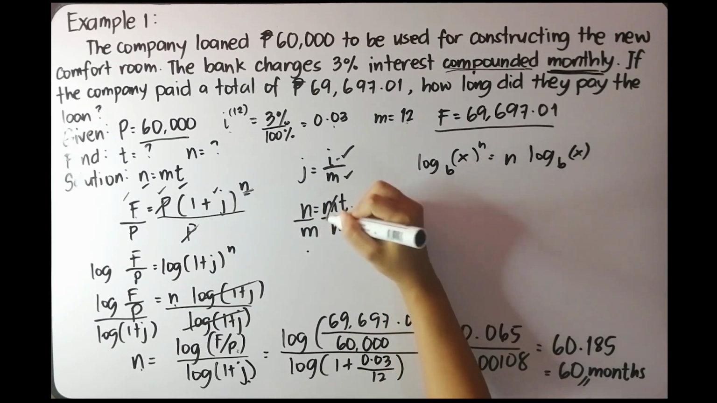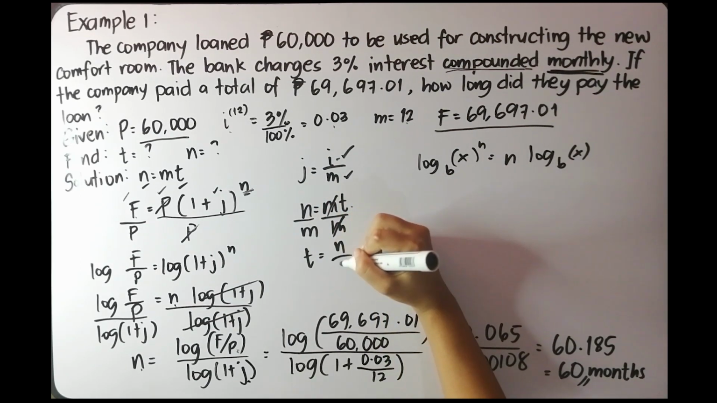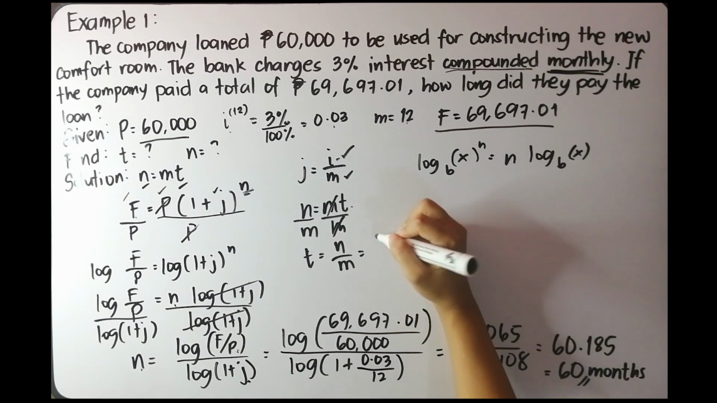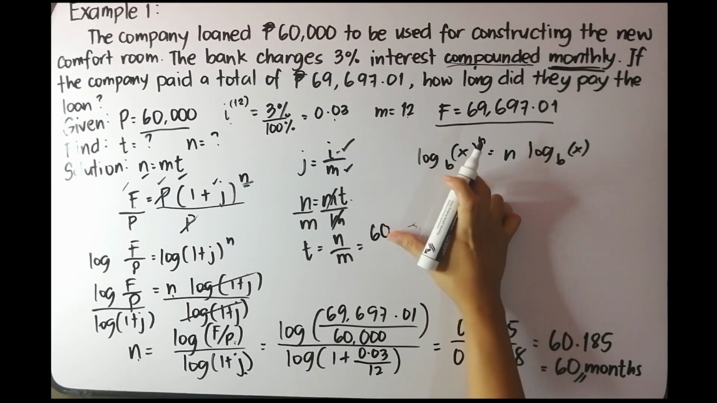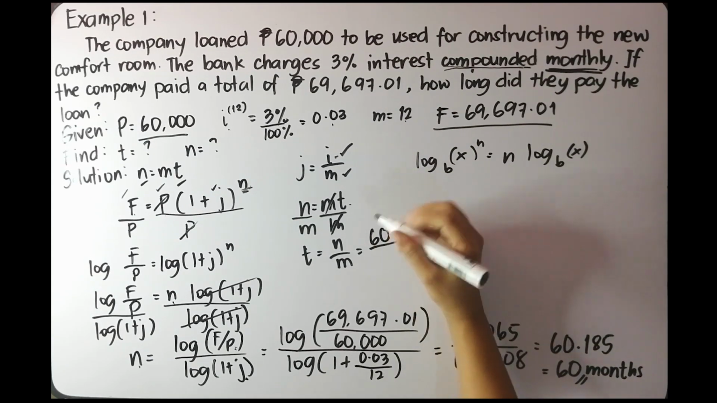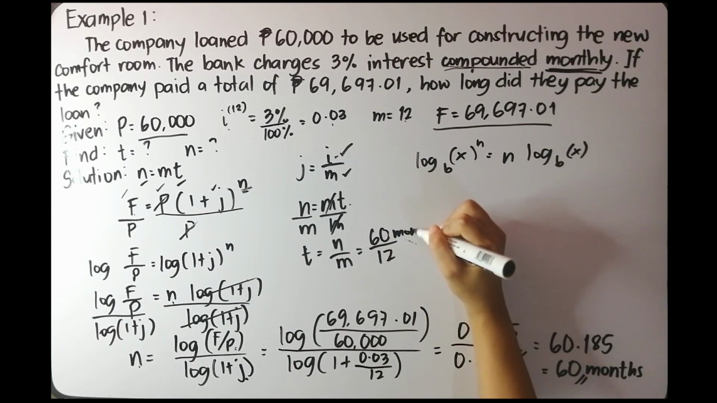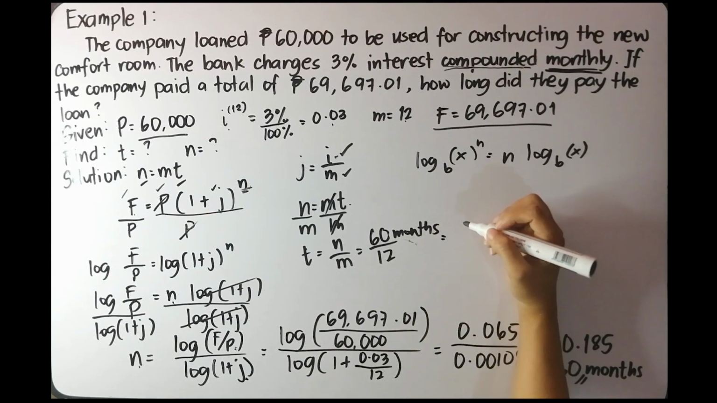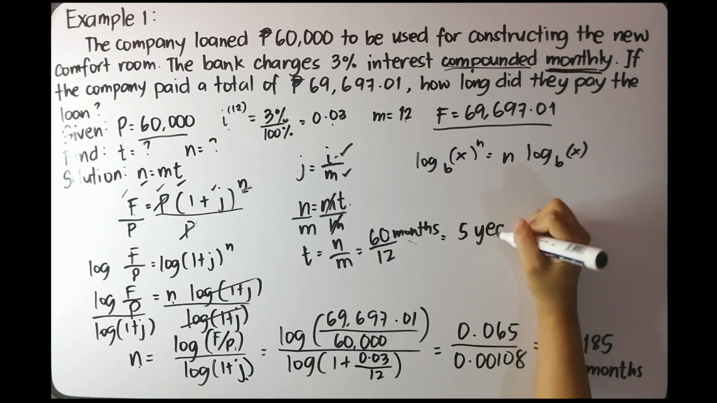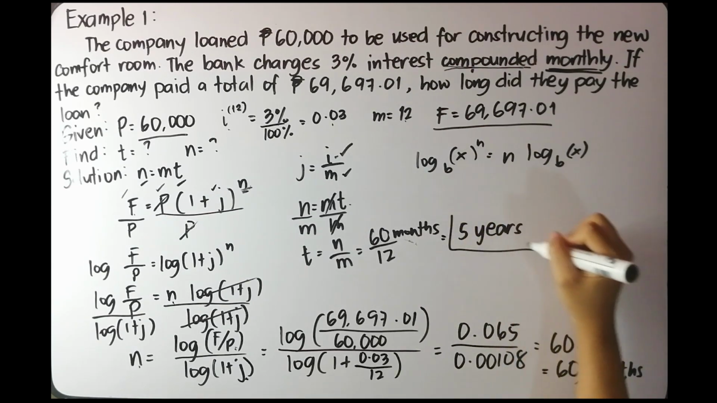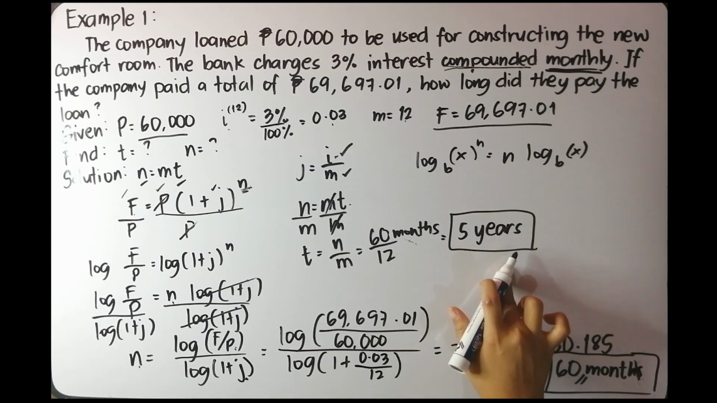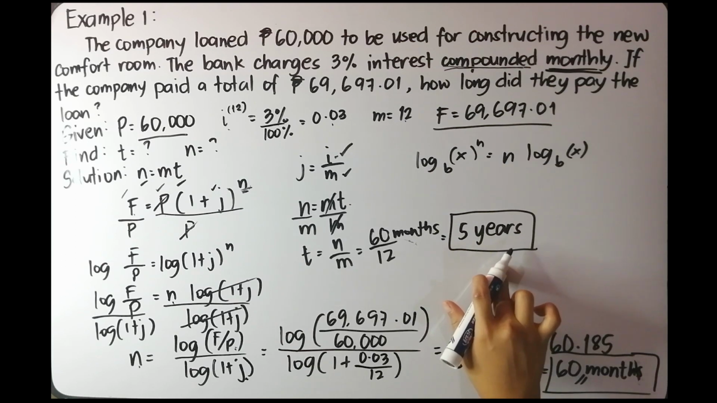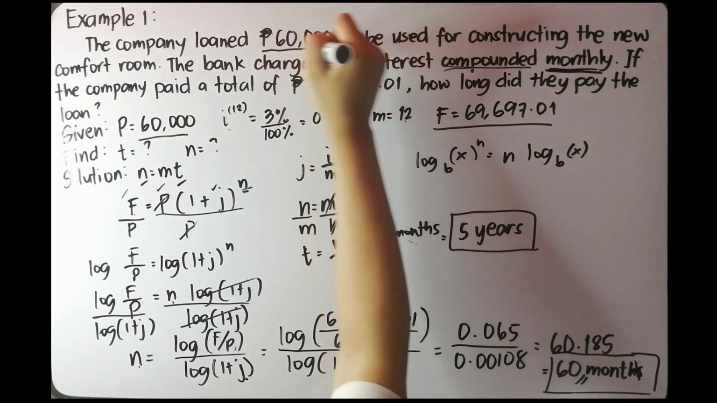So our t equals n over m, which is our n is 60 times, divided by 12. We have 60 months divided by 12, that is 5 in years. So we have t equals 5 years and n equals 60 months. So this is the length of time they paid the loan, which is 60,000.